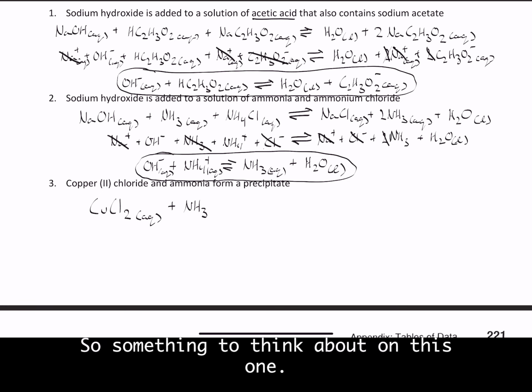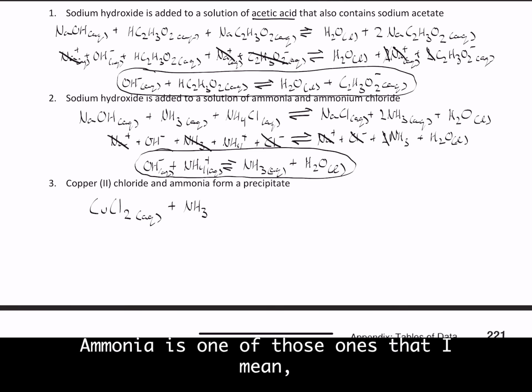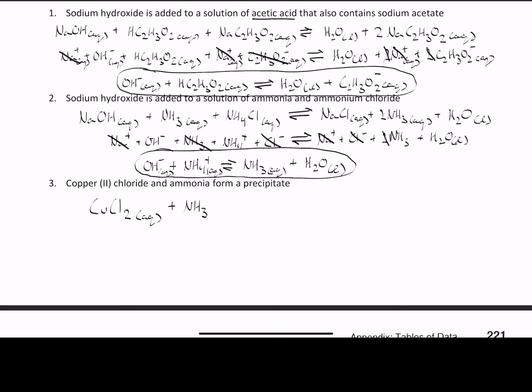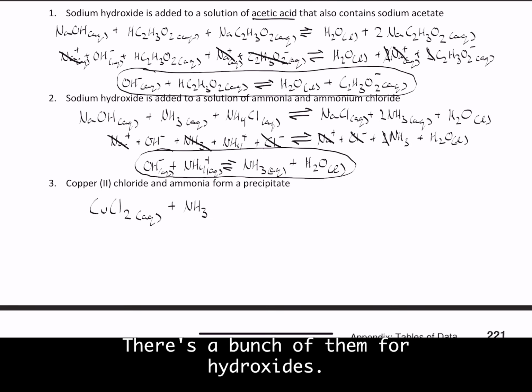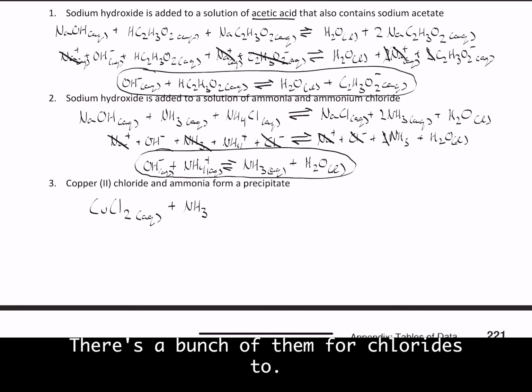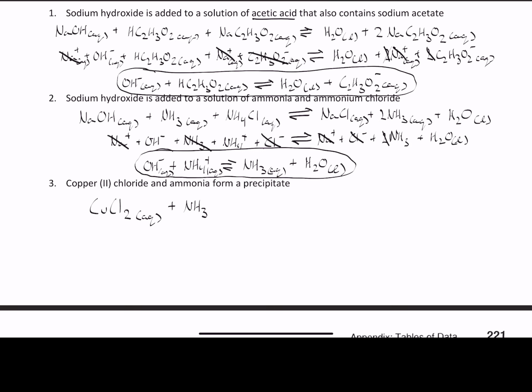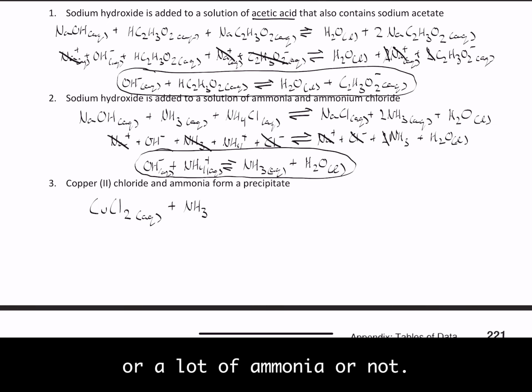So, something to think about on this one. Ammonia is one of those ones that, even if you look at all these complex ions, I guess there's only 4, right? There's 4 different complex ions that could form from ammonia. There's a bunch of them for hydroxides. There's a bunch of them for chlorides, too. This problem doesn't tell us if there's a lot of ammonia or not a lot of ammonia.